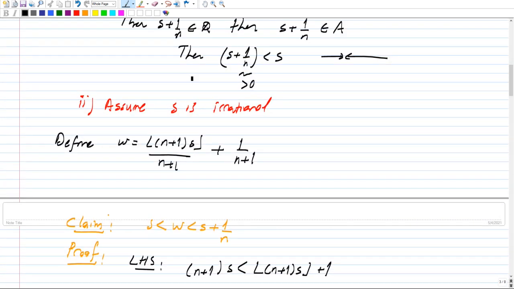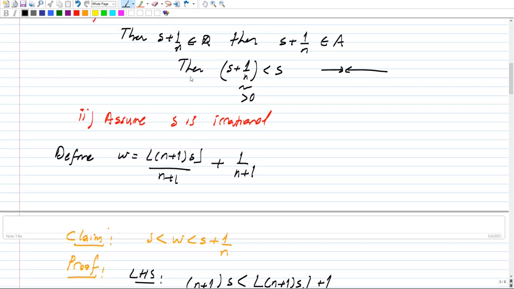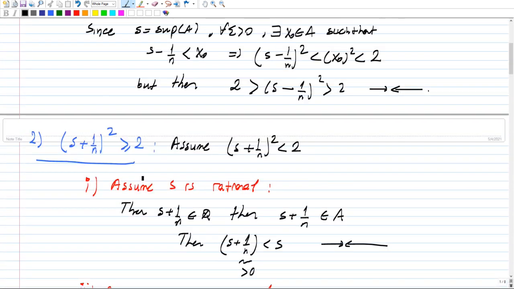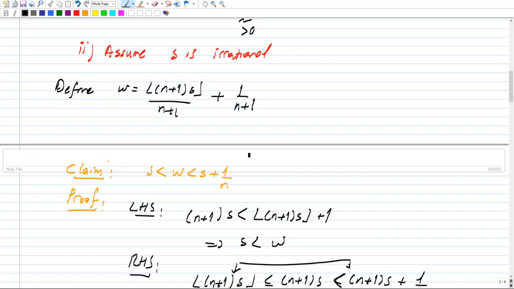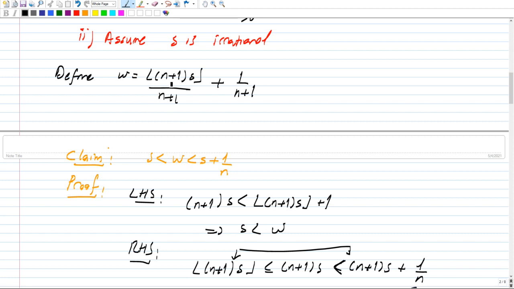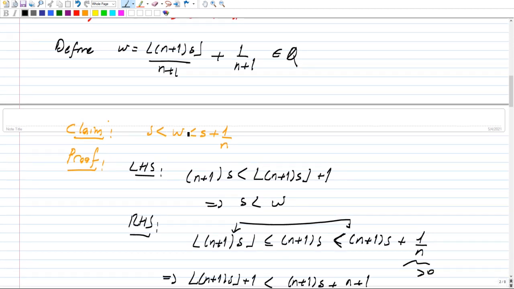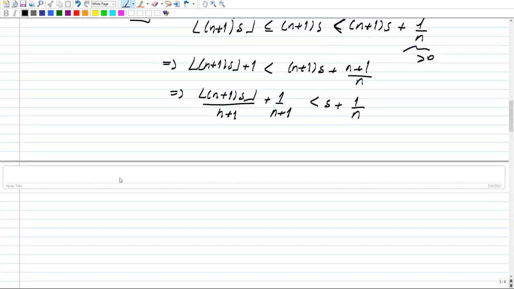So how are we going to use it? We assume that this doesn't hold. So assume S plus 1 over n square is less than 2. Then we assume S is also irrational, and we claim there's some kind of real number w which is also rational. It is a natural number over a natural number, so we get a rational number here. So we also proved an inequality that we are now going to use.